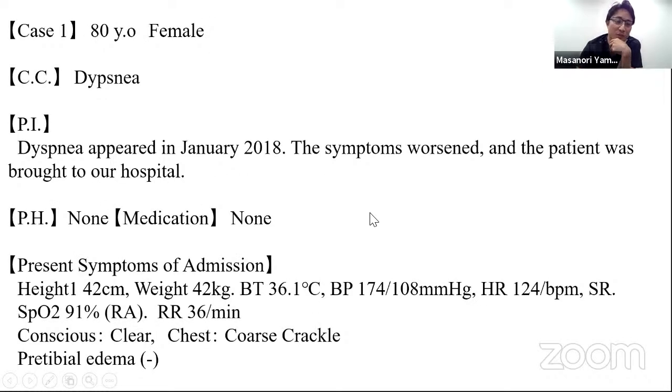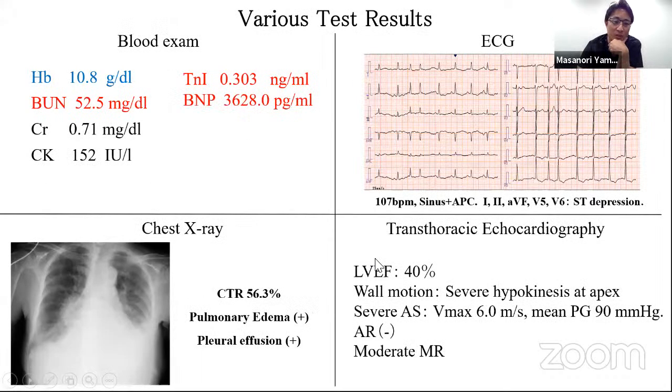I would show the case. An 80-year-old female patient complains of dyspnea, and the symptom worsened, and she was admitted to our hospital with exacerbation of heart failure. And the chest x-ray also shows a cardiomegaly and pulmonary edema and pleural effusion.